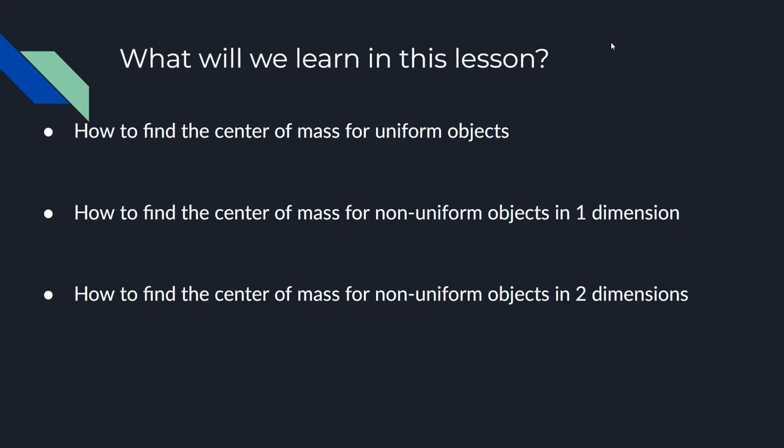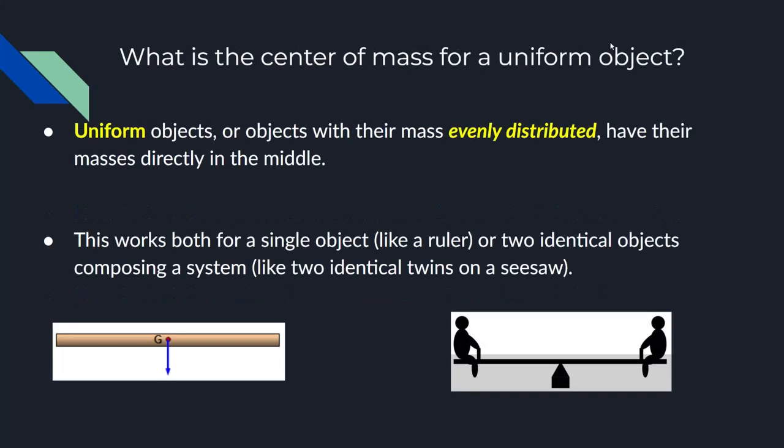So in particular, we're going to figure out actually how to find the center of mass for uniform objects, for non-uniform objects in one dimension, and non-uniform objects in two dimensions. Now, the uniform objects is actually really easy. Uniform objects means that the mass is evenly distributed along the object. So the center of mass will always be directed in the middle. So if we had a ruler, let's say, then the center of mass is in the middle.